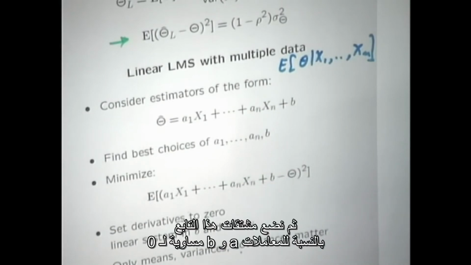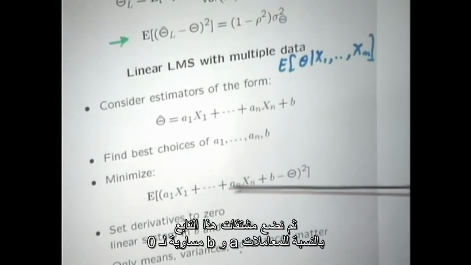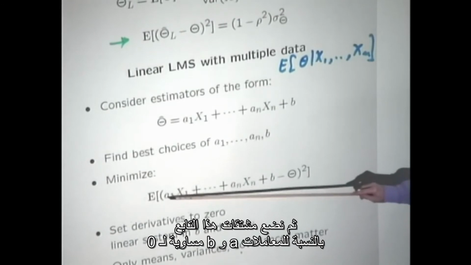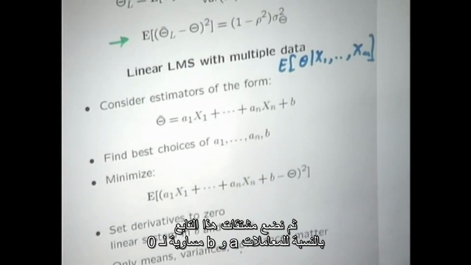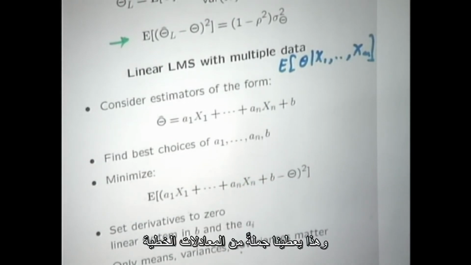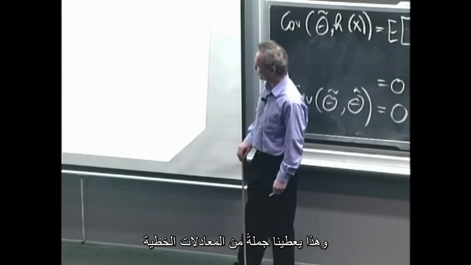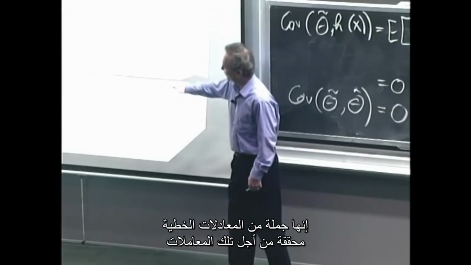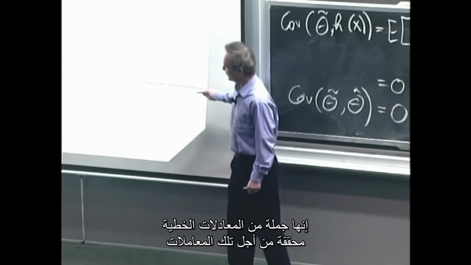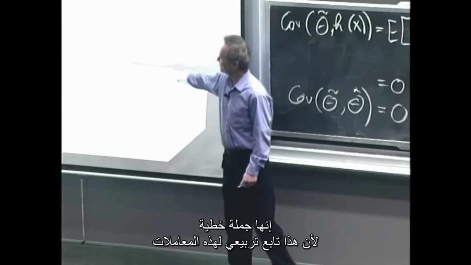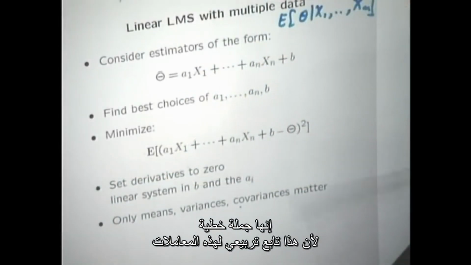Then we set the derivatives of this function of a's and b's with respect to the coefficients to 0. And this gives us a system of linear equations that's satisfied by those coefficients. It's a linear system because this is a quadratic function of those coefficients.